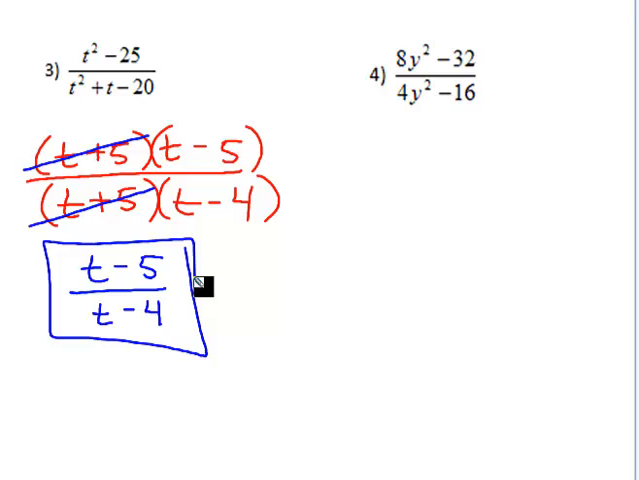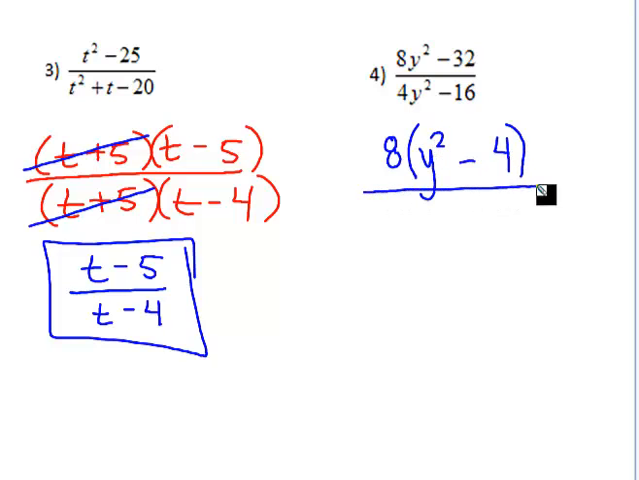All right, let's look at 4. 8y squared minus 32 all over 4y squared minus 16. So first off, is there a greatest common factor in the numerator? No. There's 8. So let's take the 8 out. Okay, so in the numerator we have 8. It would be 8 times what? Not just 4, y squared minus 4, all over.